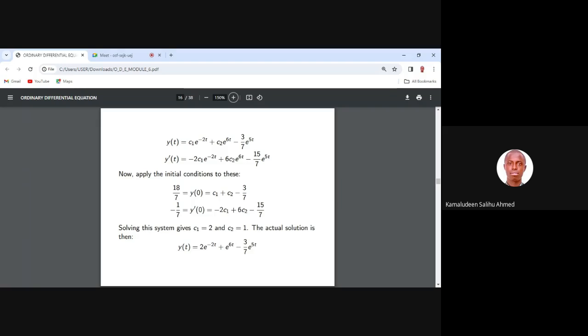Okay. Now, when we differentiate this, the negative 2 will come down. You have your constant c1 exponential minus 2t plus, you differentiate this, 6 will come down, c2 exponential 6t minus, 5 times 3 will make this 15 over 7 exponential 5t. That is, you differentiate it once.